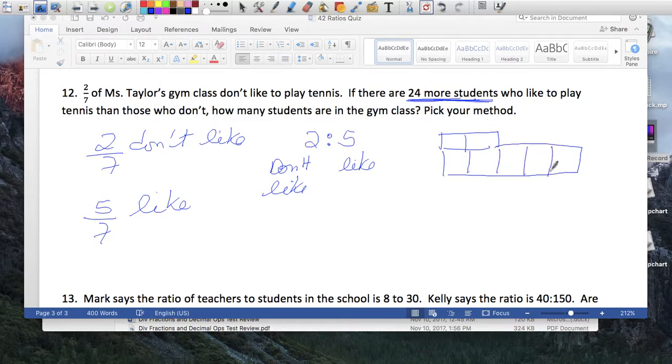1, 2, 3, 4, 5. So the total has to be 7, right? So 1, 2, 3, 4, 5, 6, 7. I'm going to write "don't", who don't like tennis, and this will be my group.